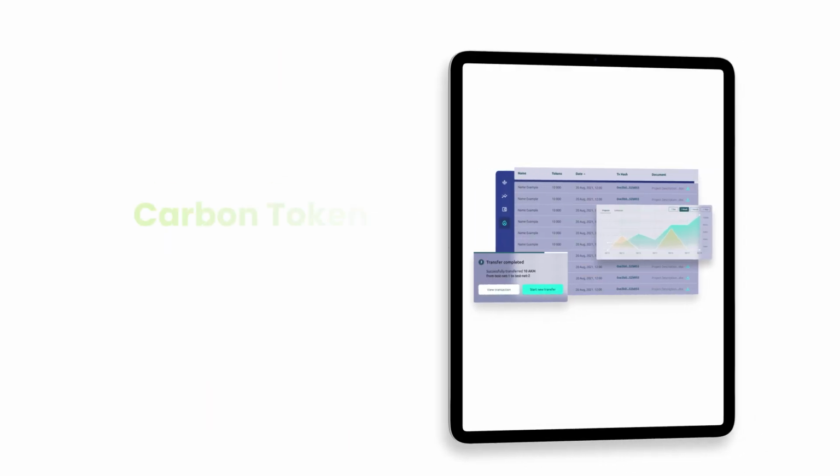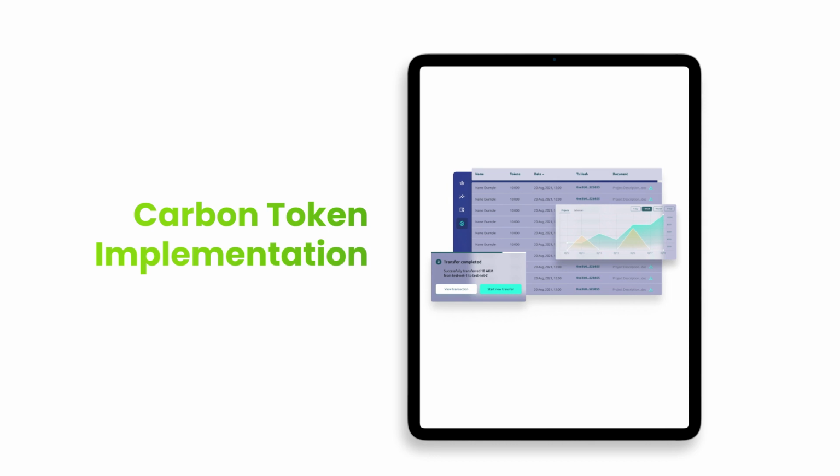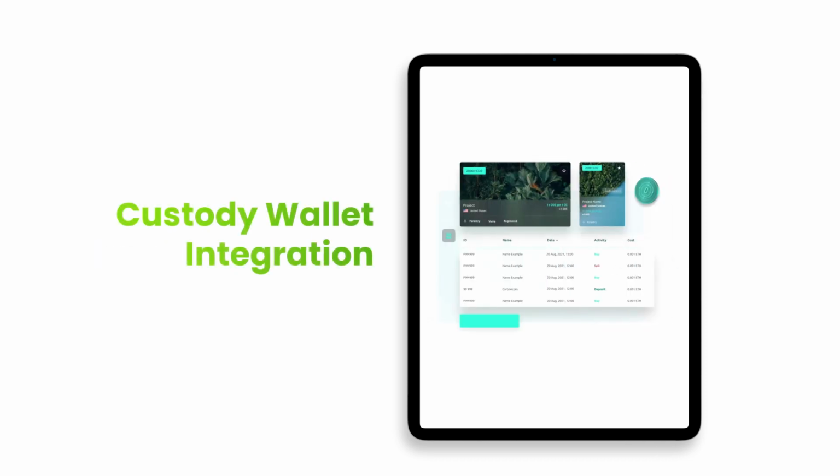For carbon token implementation, our platform simplifies tokenizing carbon credits for businesses, enabling easy entry into the carbon credit market without extensive tech knowledge. For custody wallet integration, we seamlessly connect various crypto wallets to our marketplace using our efficient integration APIs, ensuring secure and frictionless user transfers.